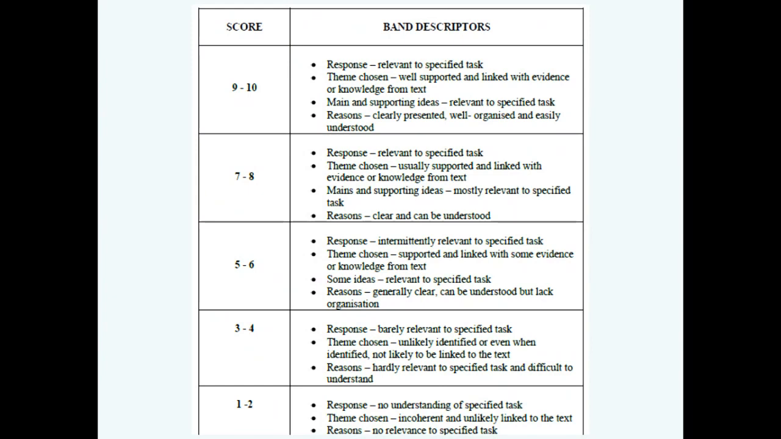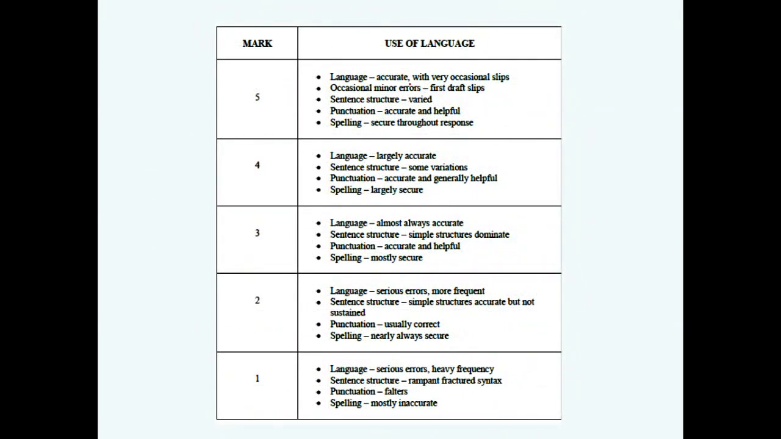So these are the band descriptors for the novel. You have 9 to 10 for response: the theme, main and supporting ideas, reasons. Then you also have language: accurate, with occasional minor errors, and varied sentence structures, so here you also have different types of sentences. Then punctuation and spelling. All right, so these are the band descriptors.